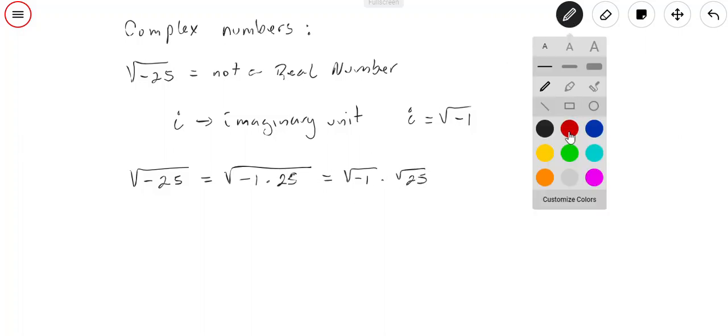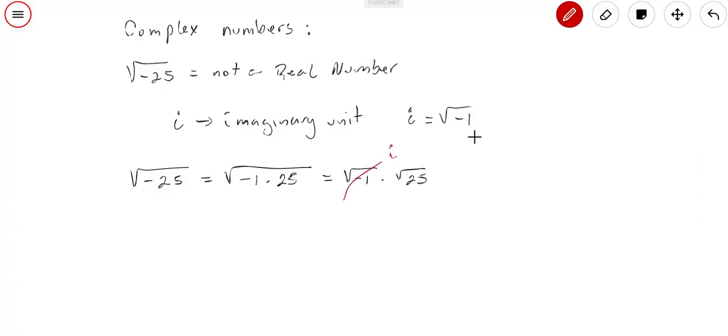We know that this square root of negative 1 is i. So I'm going to have here i times the square root of 25. The square root of 25 is 5. So I'm going to have in this case just 5i. So 5i is the result that you obtain when you find the square root of negative 25. Of course, 5i is not in the real number set. It's not an element of the set of real numbers, right?